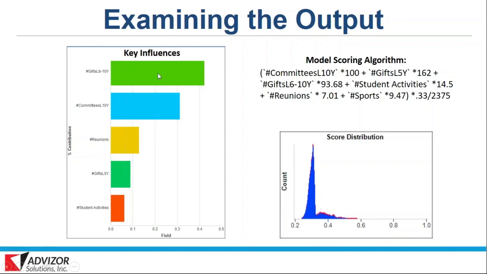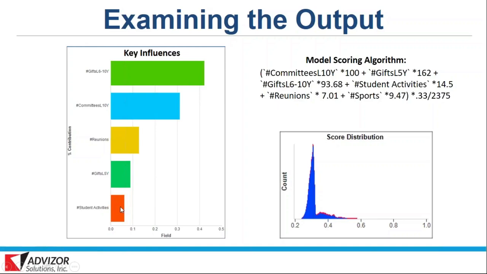The higher the number, the more the influence is positive, and it explains 40% of this population. Number of committees they've participated in the last 5 years is 30%. Number of reunions is like 12%. Number of years that they've made gifts in the last 5, which complements this, is 8%. I assume these things probably relate, because if they've been giving consistently in the past, they're probably also giving consistently in the future. So these relate to each other.